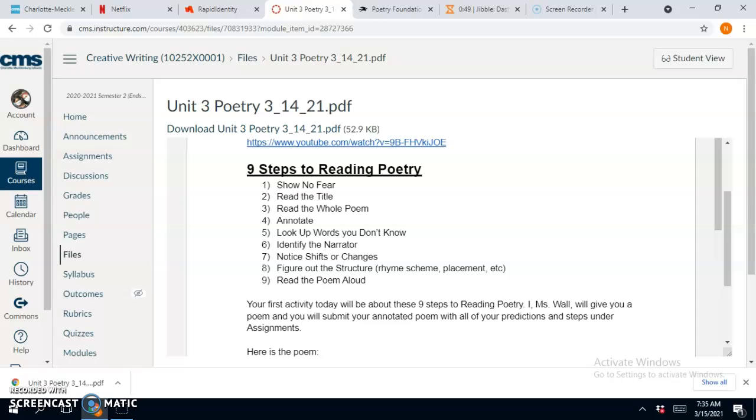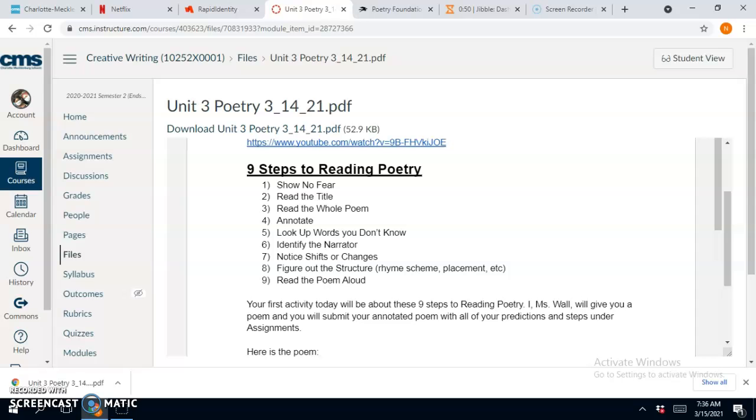Number 6, identify the narrator. Do not assume that the poet who wrote the poem is the one that's featured inside the poem. There are a lot of poems that I write, they're not always me talking. I have alter egos, meaning you say it in the voice of the person that you are writing about. So identify the narrator.